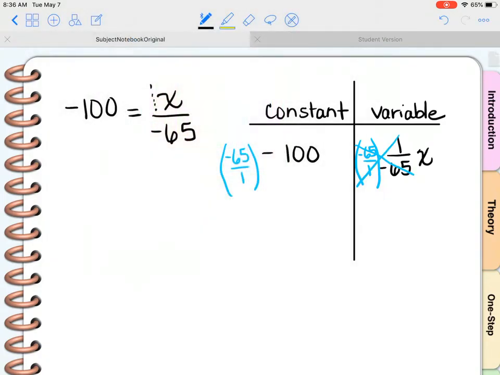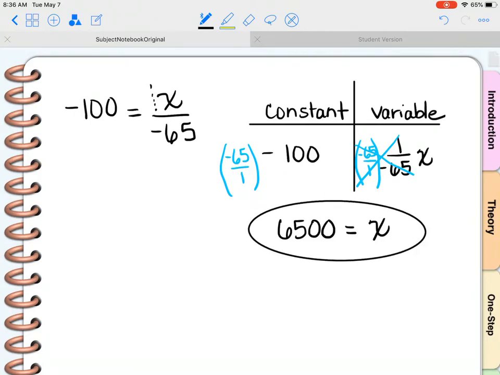So we're left with 6,500 and x. So your solution is a positive 6,500.